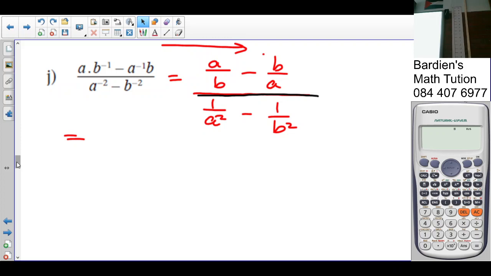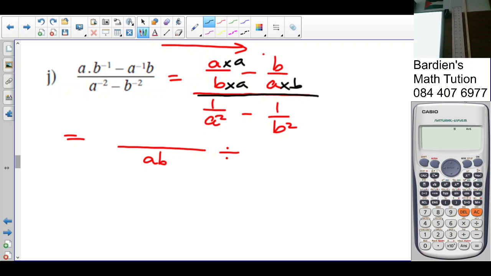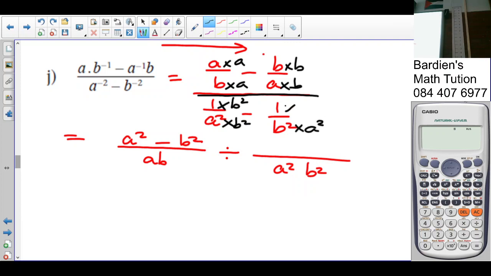Okay. LCM is AB. So this was multiplied by A, multiplied by B. So A times A, of course, is A squared minus B squared. The LCM at the bottom, A squared B squared, and then multiplied by B squared to get the LCM there, multiplied by A squared. So we'll have B squared minus A squared.